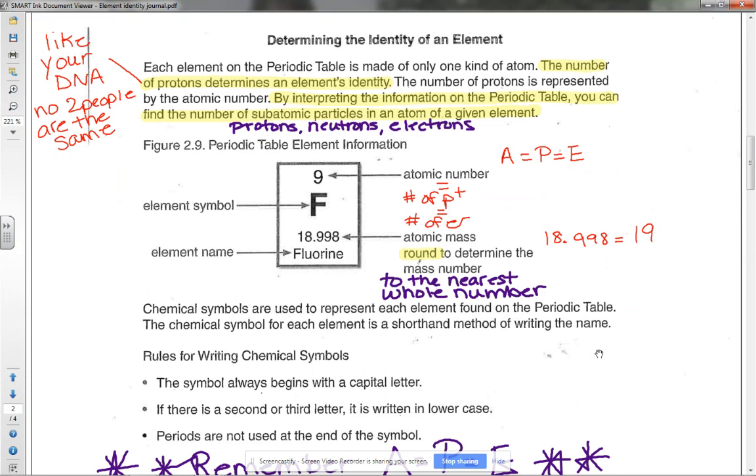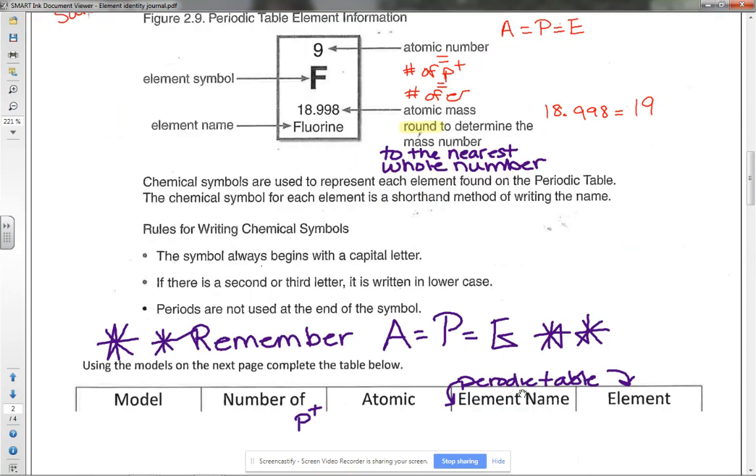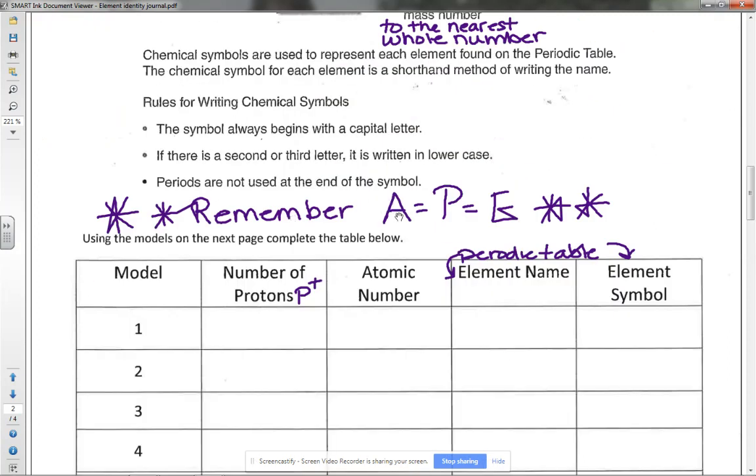Chemical symbols are used to represent each element found on the periodic table. The chemical symbol for each element is a shorthand method of writing the name. Rules for writing chemical symbols. The symbol always begins with a capital letter. If there is a second or third letter, it is written in lowercase. Periods are not used at the end of a symbol. So again, remember, A is equal to P, which is equal to E.